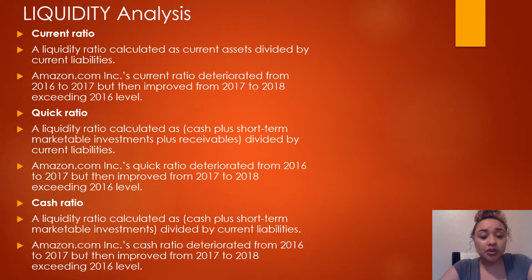The cash ratio, a liquidity ratio, is calculated as cash plus short-term marketable investments divided by the current liabilities. Amazon.com's cash ratio deteriorated from 2016 to 2017, but then improved from 2017 to 2018, and it did exceed 2016's level.